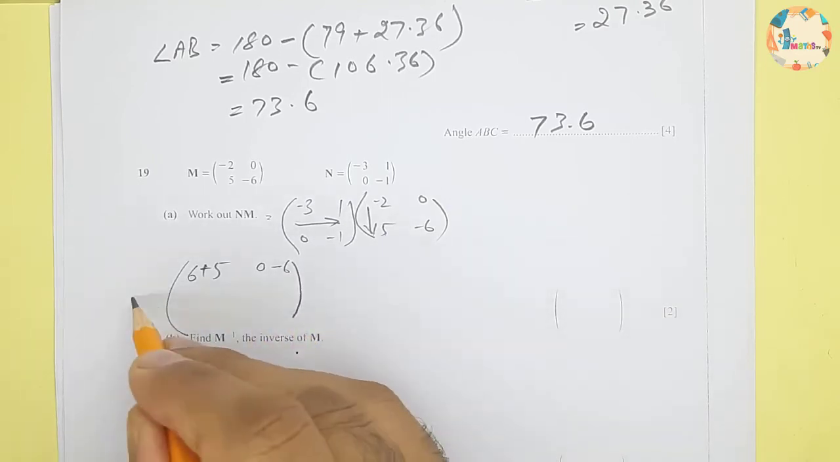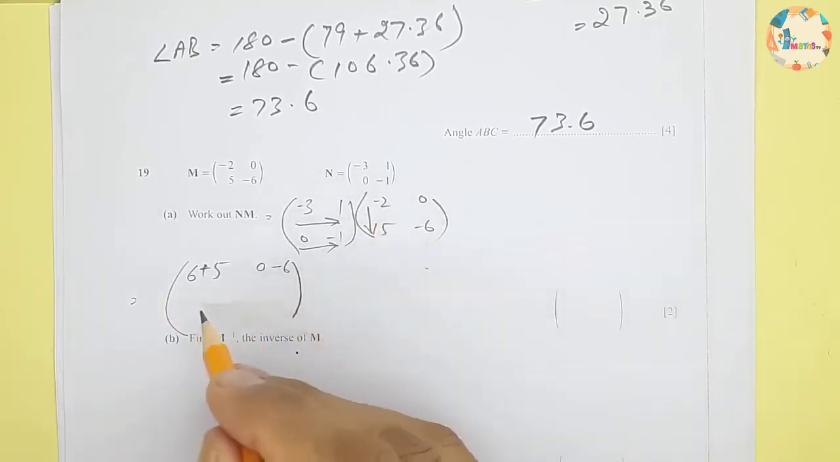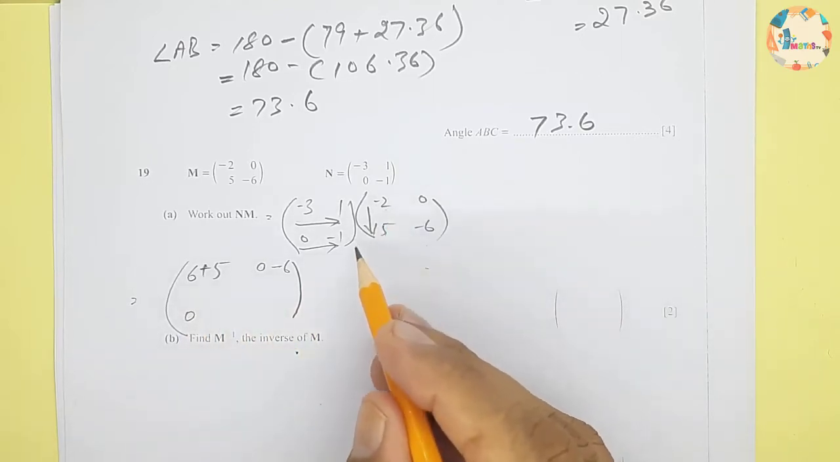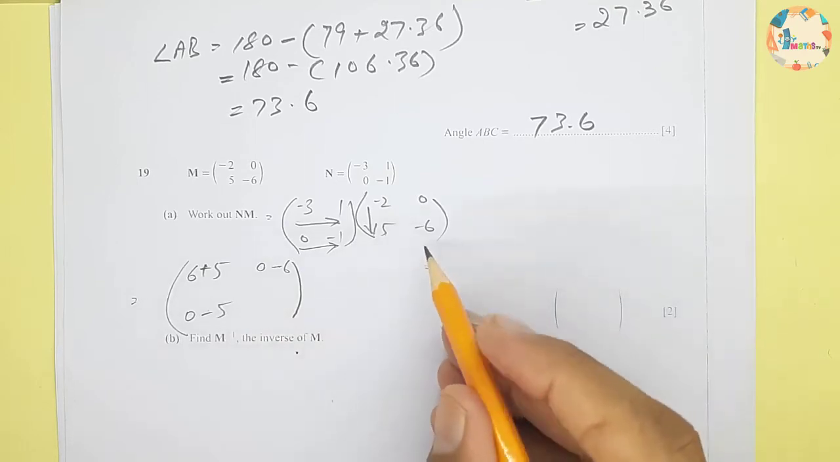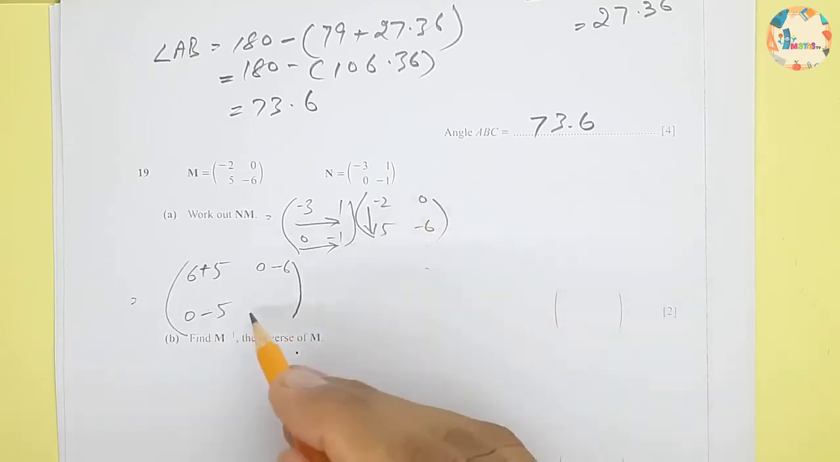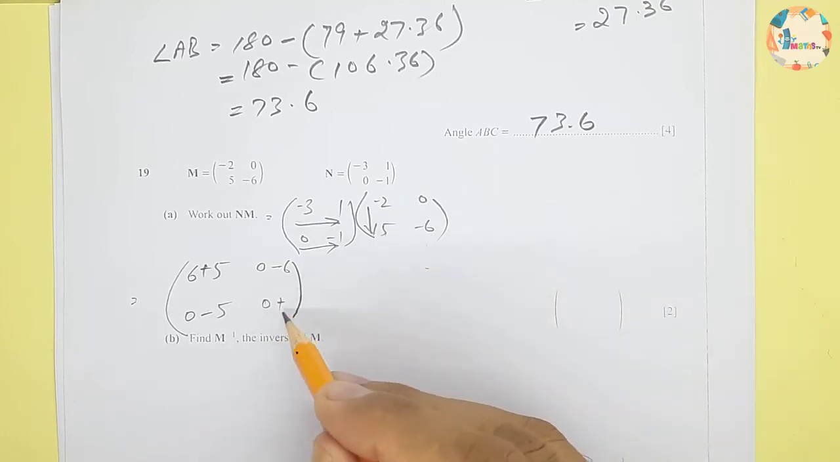So this one, and then second row, first column will be 0 into this -2 will be 0, and -1 into 5 will be -5, and next will be 0 into 0 will be 0, -1 into -6 will be +6.